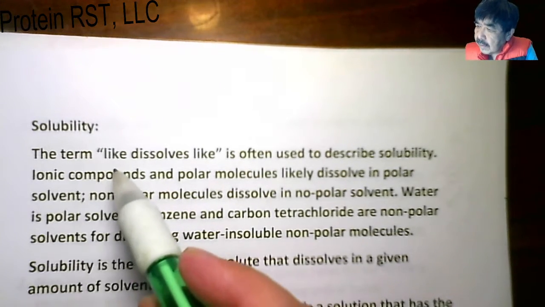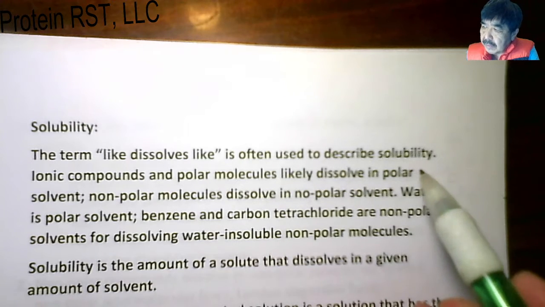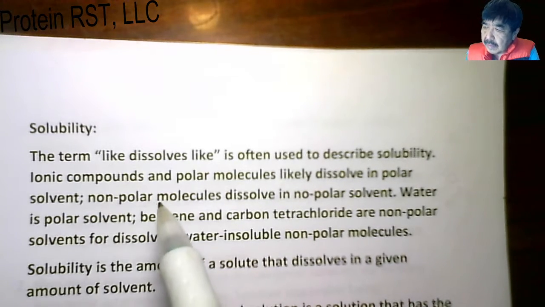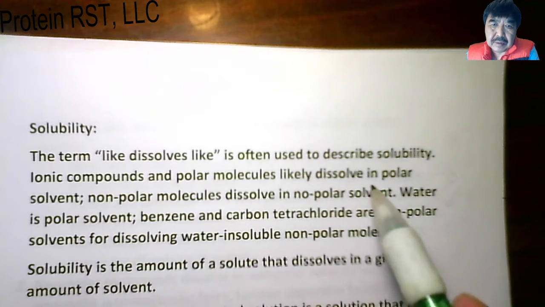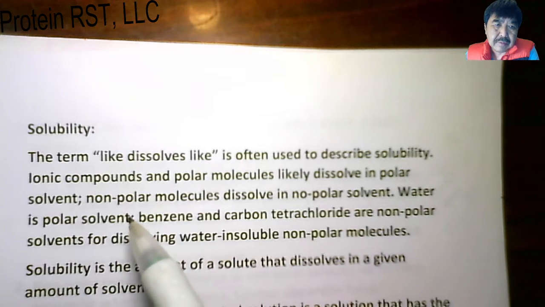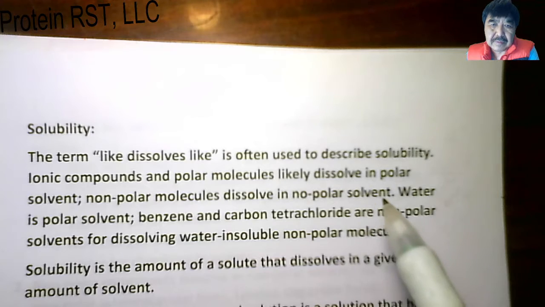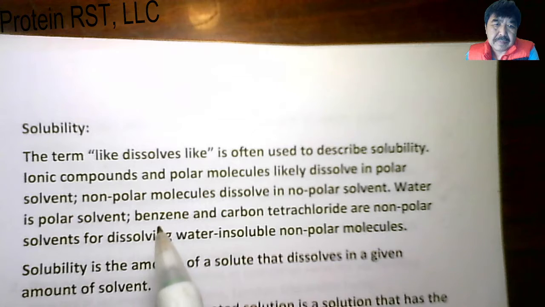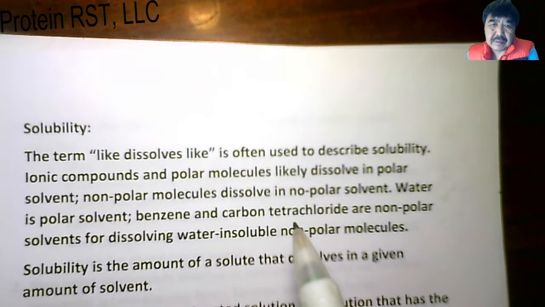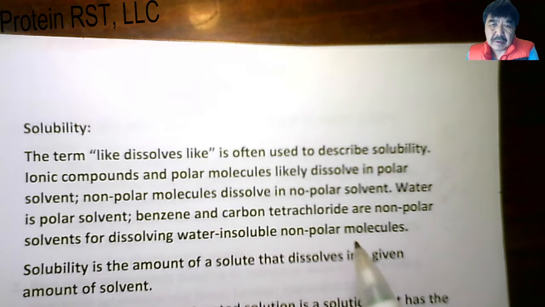Solubility. The term "like dissolves like" is often used to describe solubility. Ionic compounds and polar molecules likely dissolve in polar solvents. Nonpolar molecules dissolve in nonpolar solvents. Water is a polar solvent. Benzene and carbon tetrachloride are nonpolar solvents for dissolving water-insoluble nonpolar molecules.